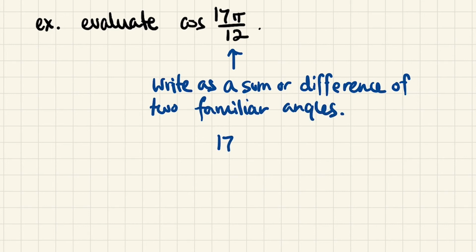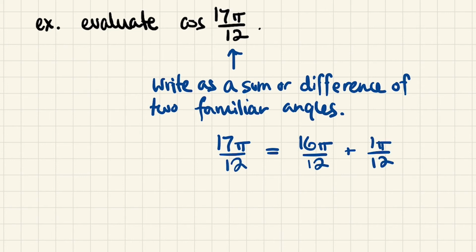So yeah, that's not so straightforward when it's hard to visualize the fractions involved here. A trick that I use is just focus on the numerator and say, what can we do to make 17? Well, how about 16 plus 1? So 16 pi over 12 plus pi over 12.